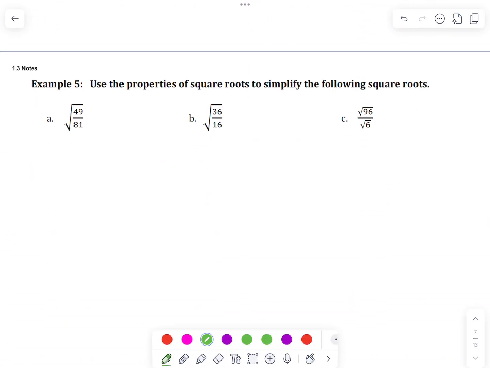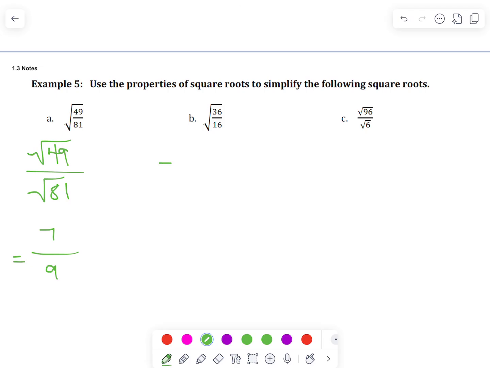All right, so the first example is one radical, and we're going to go ahead and break it into two. So the square root of 49 divided by the square root of 81. And what that does for us is those are nice perfects. The square root of 49 is 7. The square root of 81 is 9. So you get 7/9.